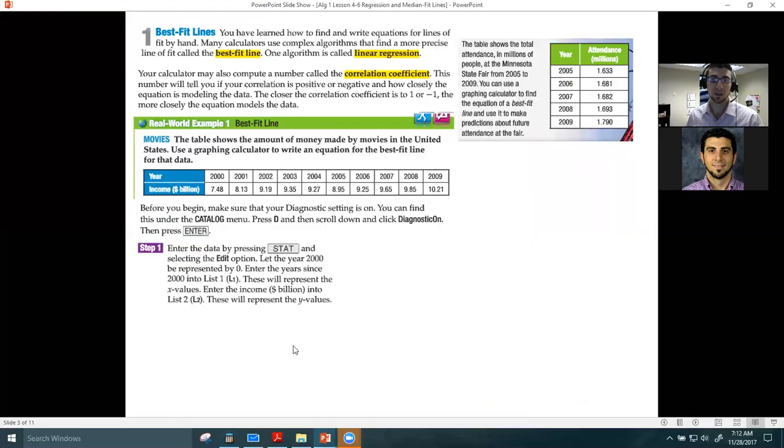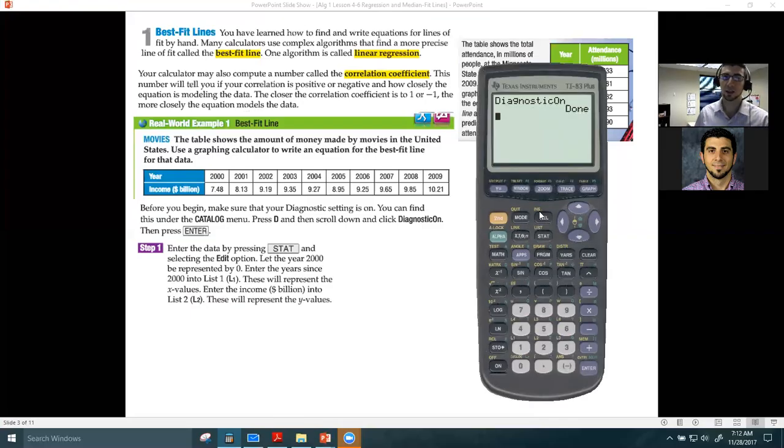Now the next step is to enter the data by pressing stat. So the stat key is right below delete, and it'll give you the different options and categories for the statistics feature of your calculator. Under edit, you want just number 1, edit. And what we're going to do is, L stands for lists. It's giving you lists. So in list 1, you typically put your X values.